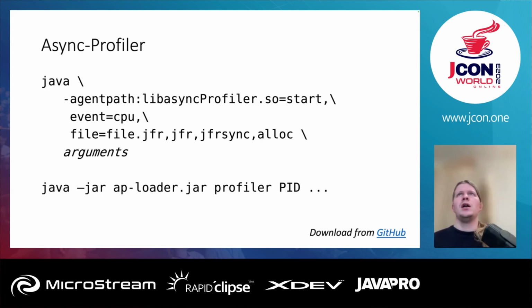And I wanted to embed async-profiler into libraries, so I needed a way to have a platform-independent jar that packages the different native libraries for all platforms. So I wrote the AP Loader project, and you can also just directly run the AP Loader jar and tell it, hey, please profile this process, and you can download both from GitHub.